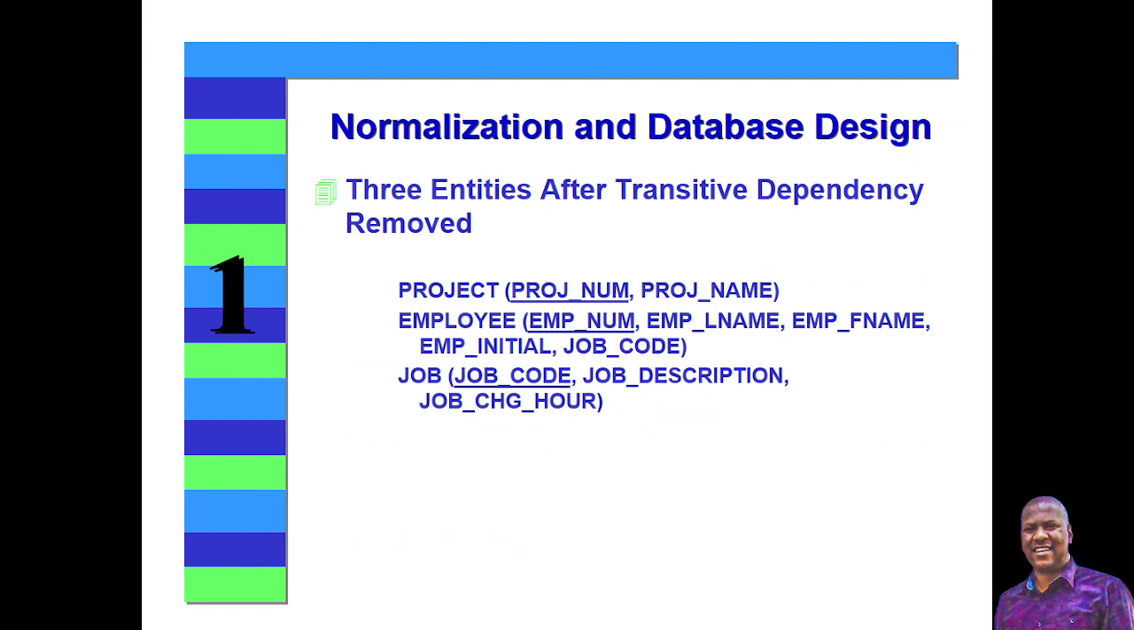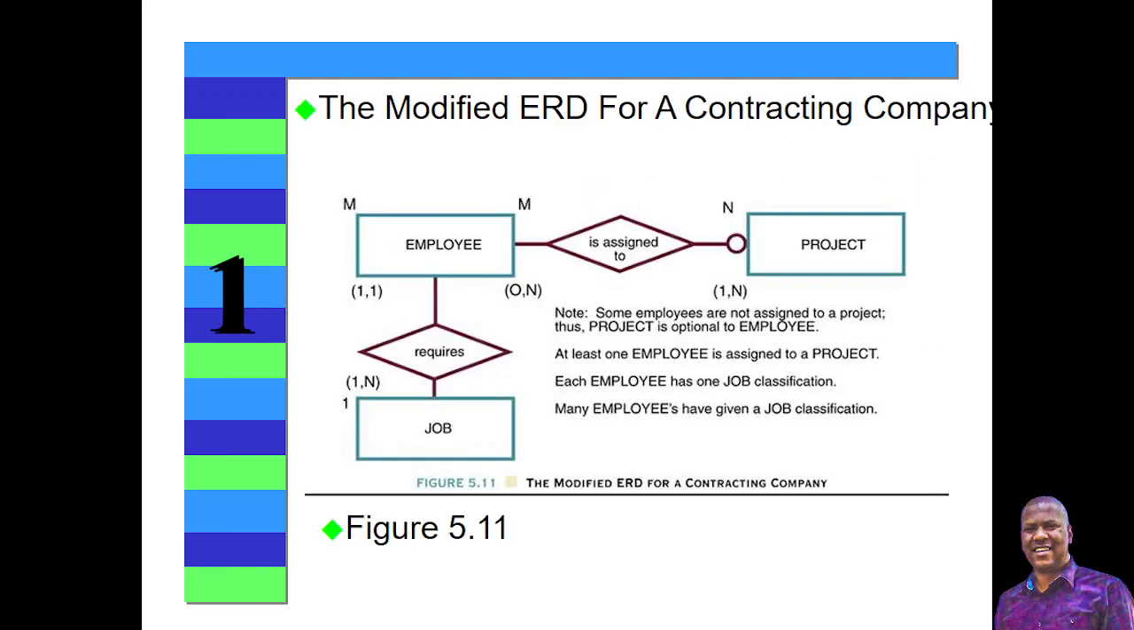Now, after the transitive dependency is removed, we can have the three entities, as you can see: the job entity, the employee entity, and also the project entity. So that's the first step.